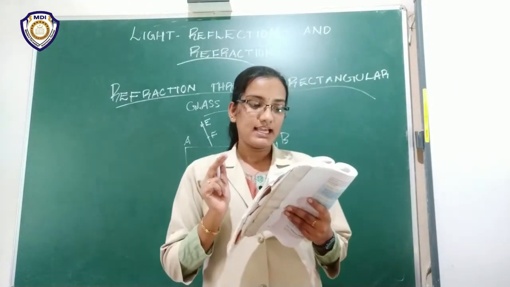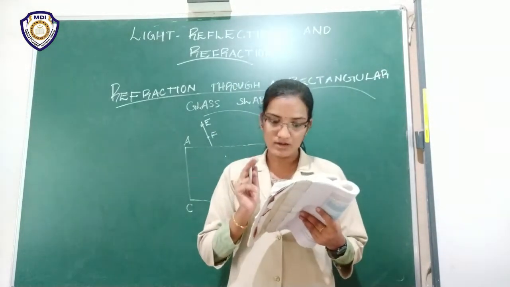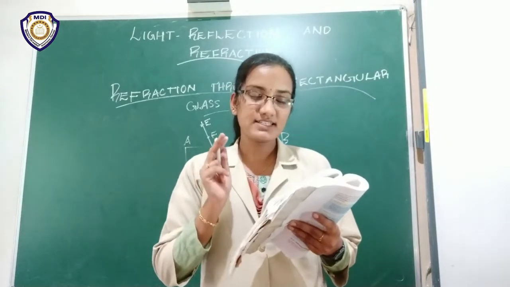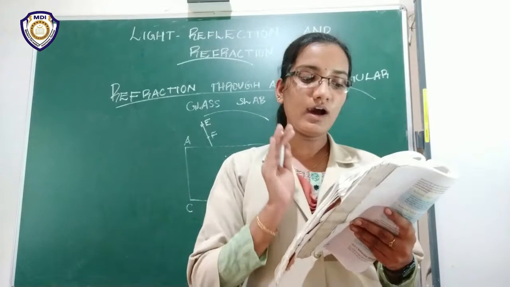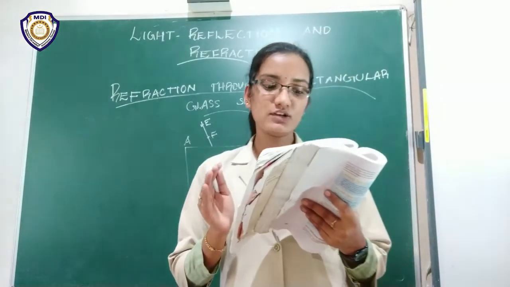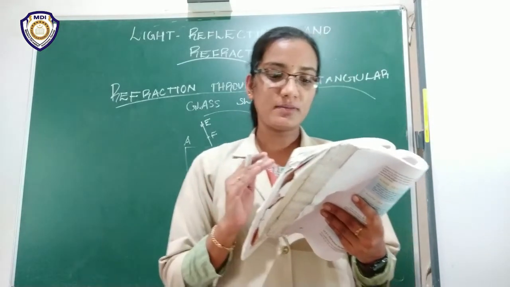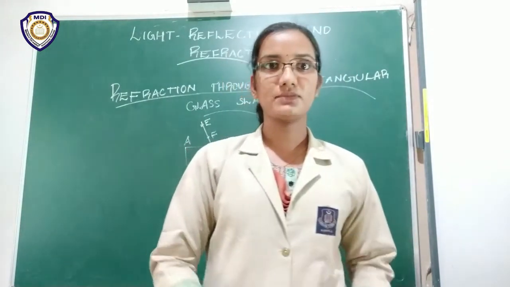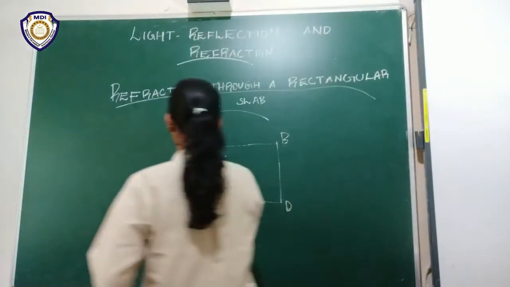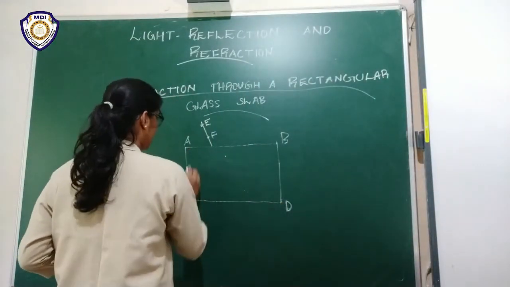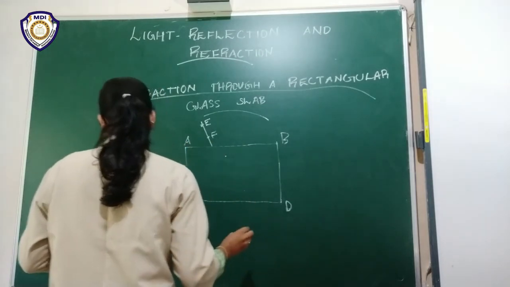Let EF meet AB at O and let HG meet CD at O dash. Join O and O dash. Also produce EF up to P as shown by a dotted line. We can draw this figure. This is a rectangular slab. We name it A, B, C and D.